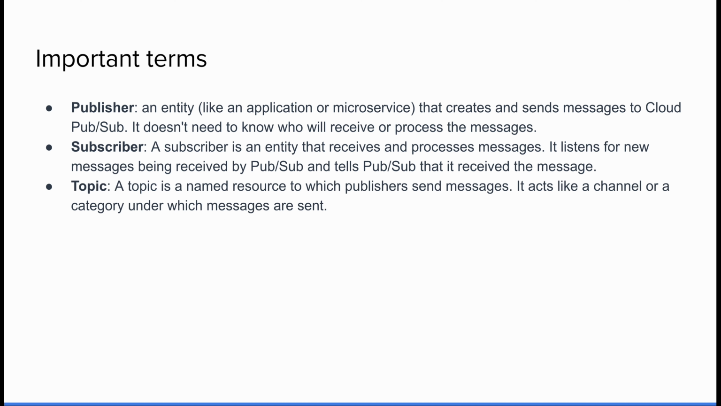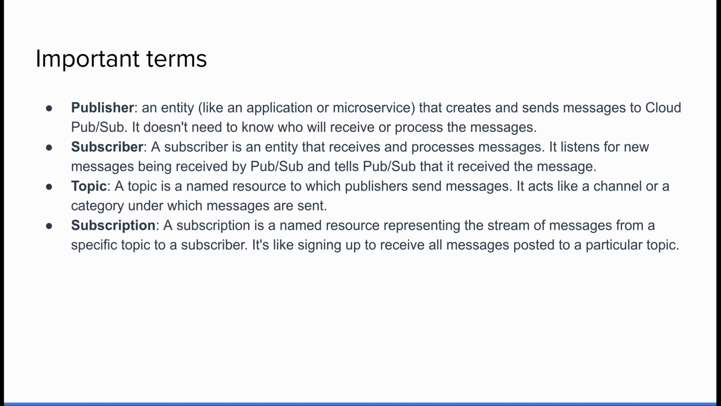A topic is the queue within PubSub where publishers send their messages. Topics have names. A subscription is the stream of messages from a specific topic to a subscriber. When a subscriber signs up to receive messages from a topic, that is called a subscription, pretty much encapsulated in the name.